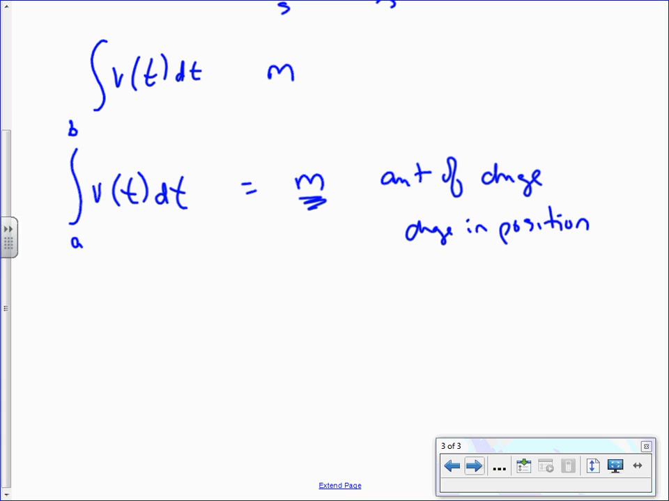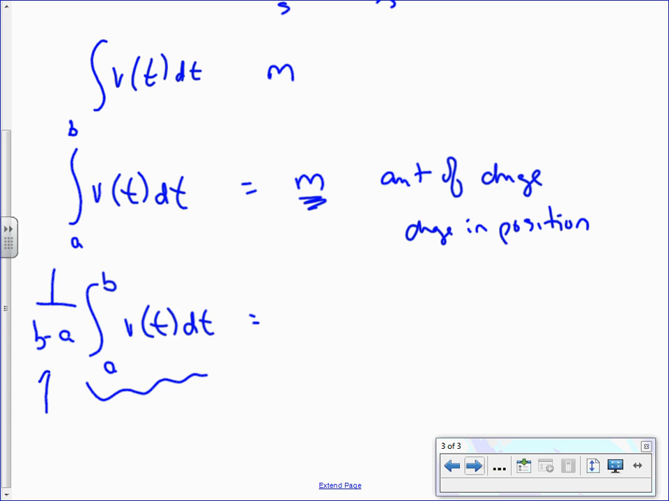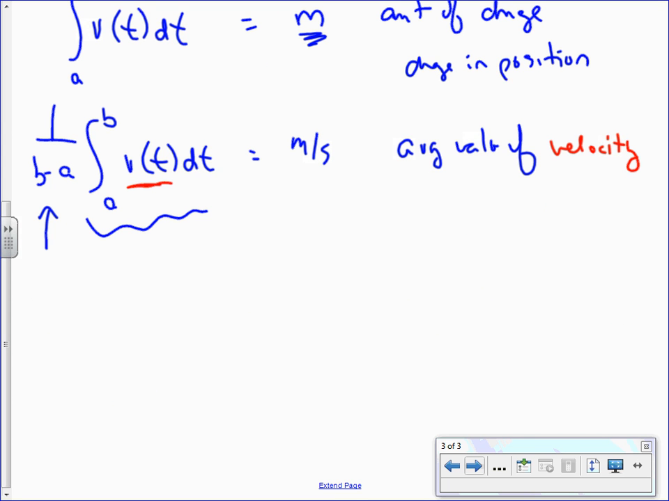Okay, if I say 1 over B minus A times the interval from A to B, this is going to be in meters. This is divided by seconds, this is meters per second, and this is the average value of whatever's here, the average value of velocity, okay? Also known as the average velocity. I think I mentioned to you before, if it says find the average something, to throw in that word average value of, and that usually helps people get started, okay?